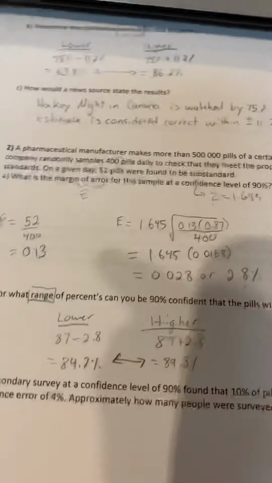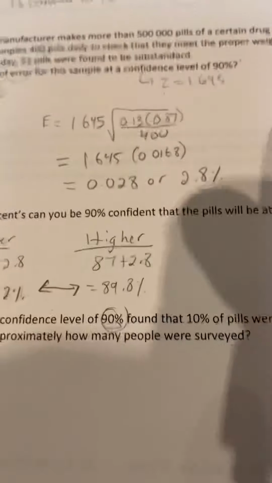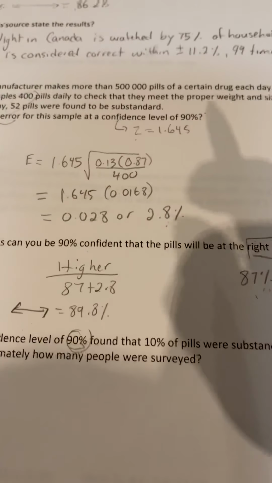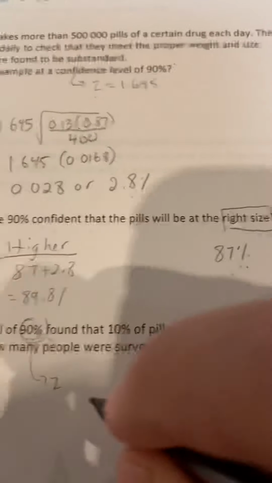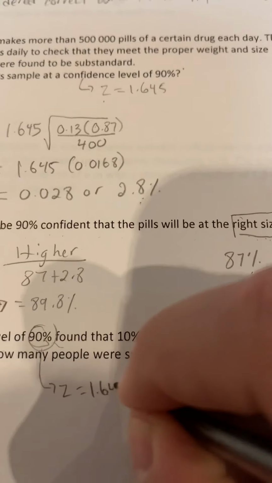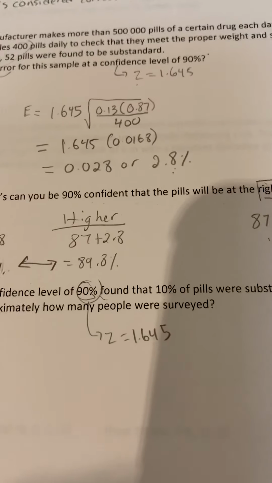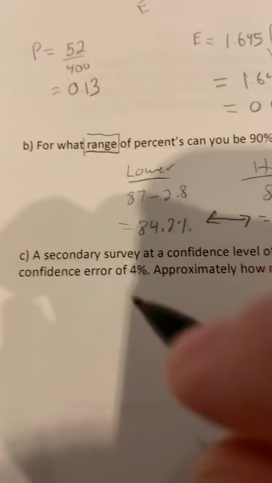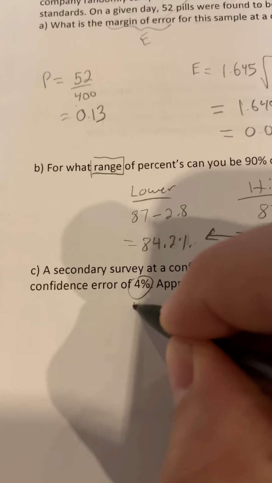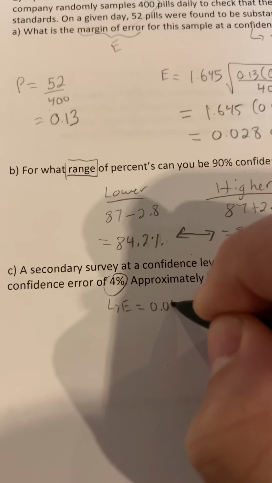Okay, so 90%, going back to our chart. We just did 90%, it's 1.645. So Z is 1.645. Okay, so we have confidence error. That's the same as margin of error, so this would be our E. This would be our E value, which is 0.04.